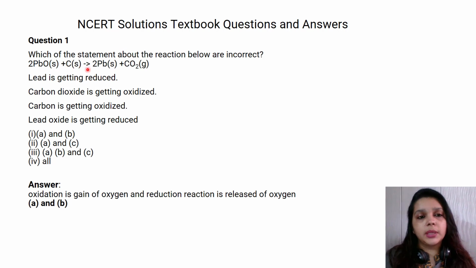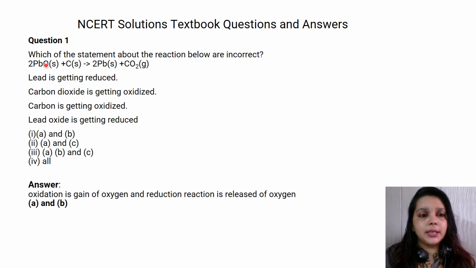2PbO plus C gives us 2Pb plus CO2. So we can clearly understand that there is movement of oxygen happening from one location to the other. There's a shift here, and so it's an oxidation reduction reaction. So let's understand the statements given here. Before that, let's memorize what oxidation and reduction are in terms of oxygen. Whenever there is gain of oxygen, it's called oxidation, and loss of oxygen is reduction. So let's see who is losing and who's gaining.